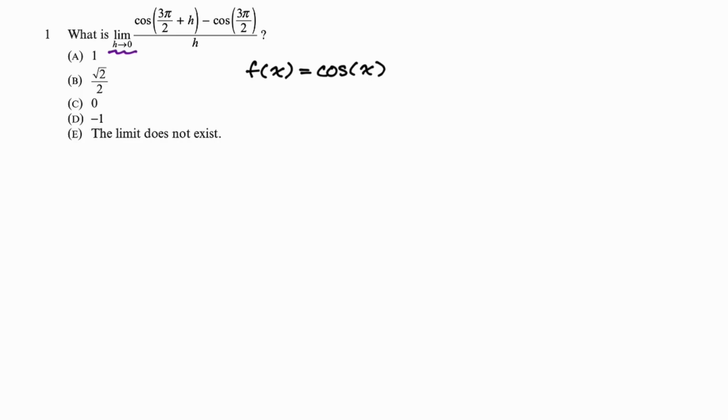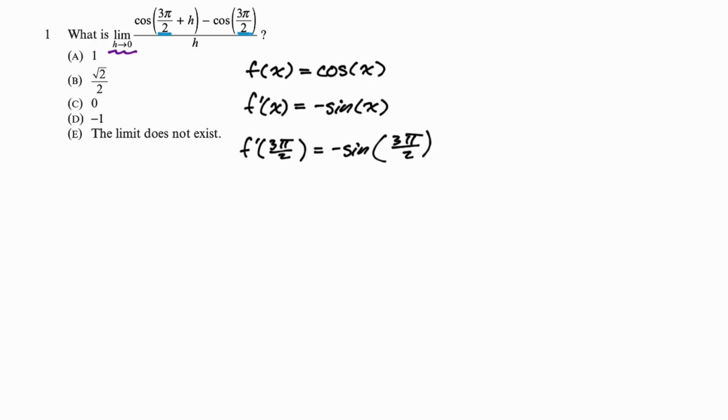So these are things that you should have memorized. And now we just need to know what we're plugging in. If you look at the problem, we're pretty clearly plugging in 3 pi over 2. So I'm going to find f prime of 3 pi over 2. So I'm plugging 3 pi over 2 into negative sine of x. You have to remember your unit circle values. This is a quadrantal, so some people just draw the circle and label the quadrantals. But the sine of 3 pi over 2 is negative 1, so we're going to get the negative of negative 1, which is positive 1, so our answer is A.